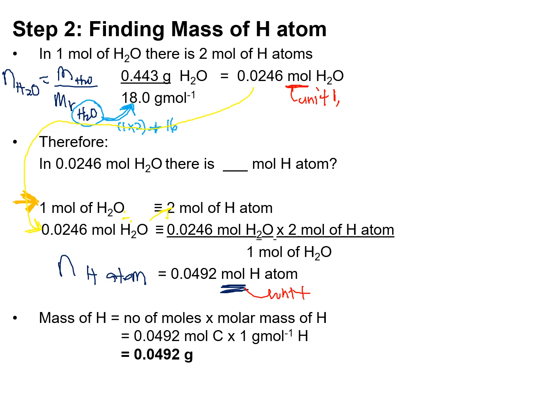So, bila dah jumpa number of mole of hydrogen atom, bolehlah cari mass of hydrogen atom. Nak cari mass macam mana? Mass is equals to number of mole kalikan dengan molar mass. So, number of mole of hydrogen atom, you dapat 0.0492 mol kalikan dengan molar mass of hydrogen, which is 1 gram per mol. And you dapatlah mass of hydrogen kamu adalah 0.0492.